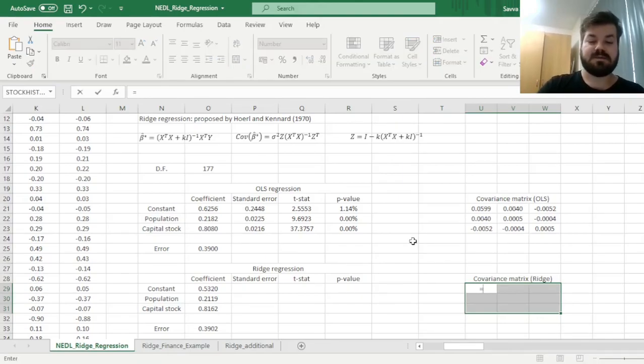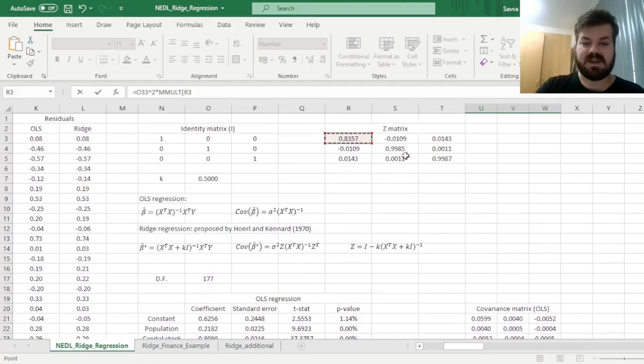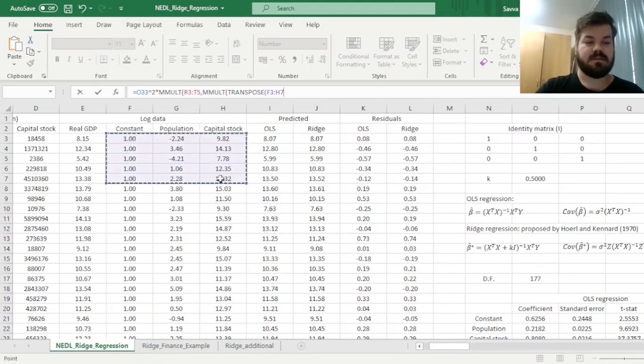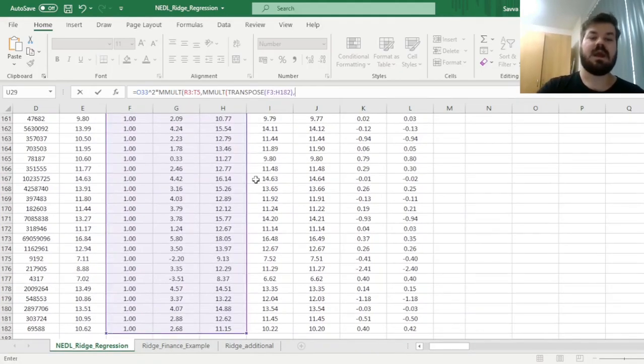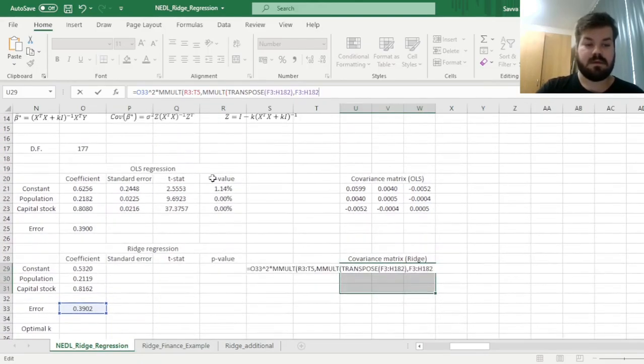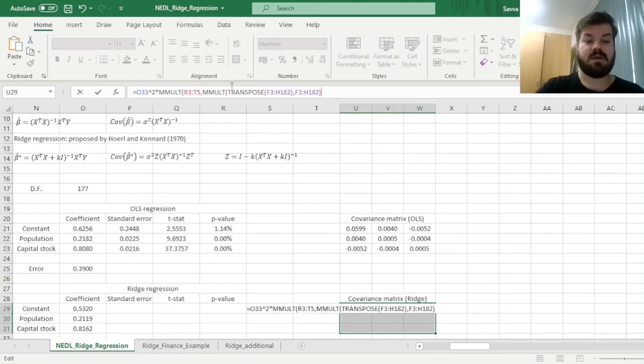So let's input the error of the model squared times the matrix multiplication result of the Z matrix and the matrix multiplication result of the transposed X and X on the right-hand side, that also needs to be inverted.